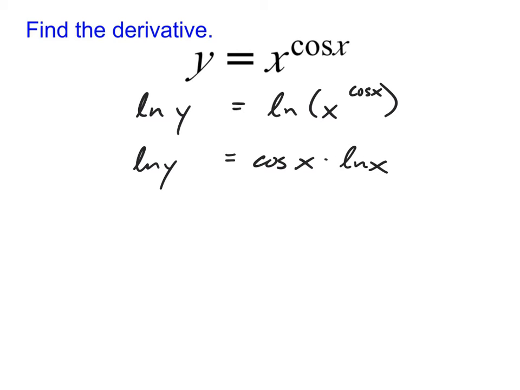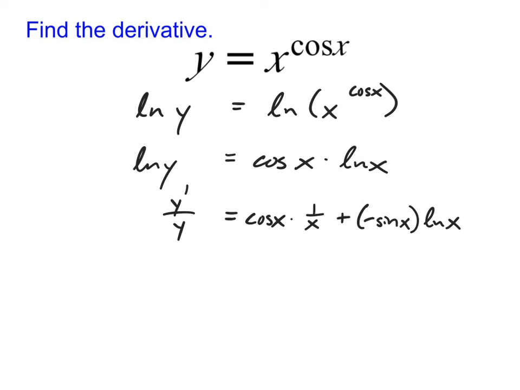And so when we go to find this derivative, we're doing it implicitly. We're going to be doing the derivative of natural log of y, which is going to give you 1 over y times y prime, or y prime over y if you simplify it as you go. Either way is fine. And then on the right side here, we've got to use product rule. So original times the derivative plus the derivative times the original.